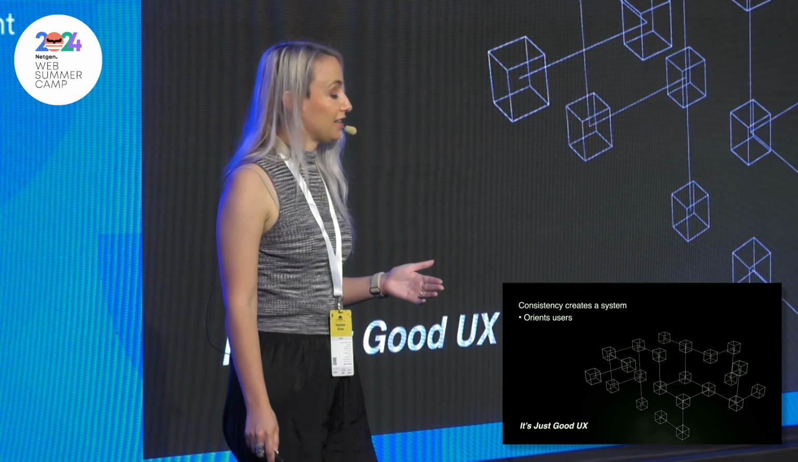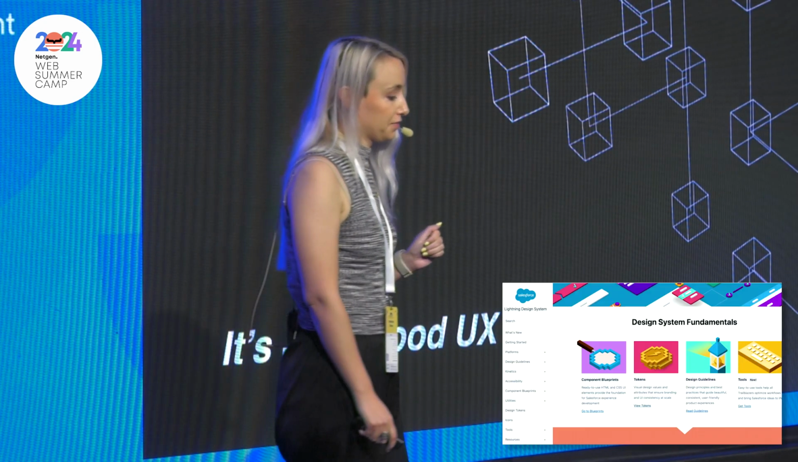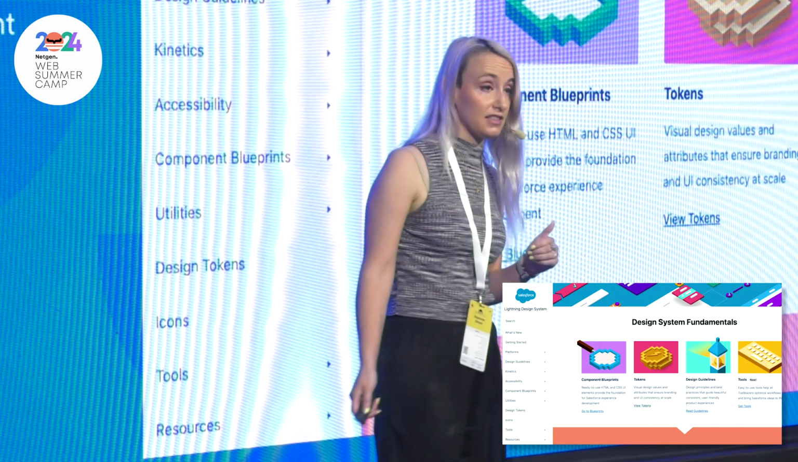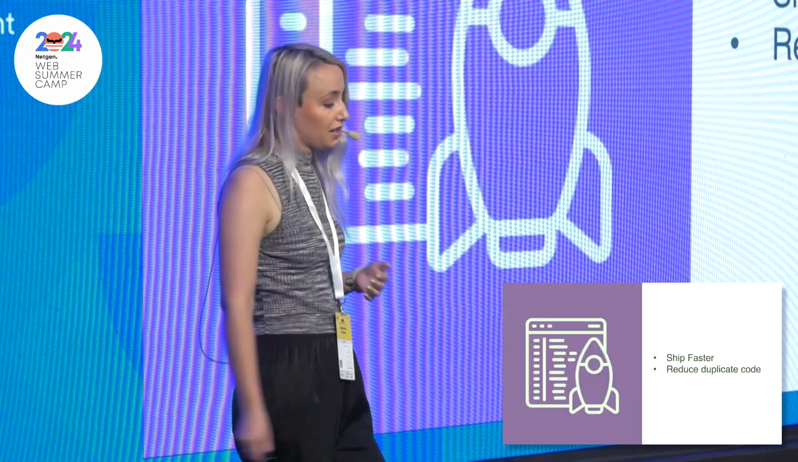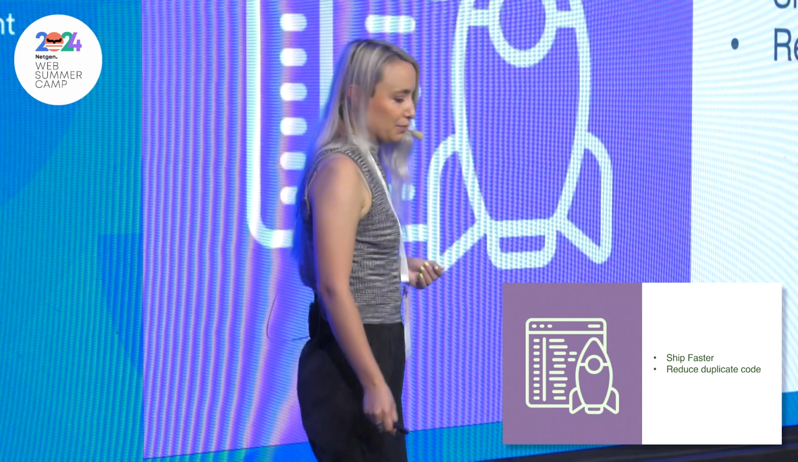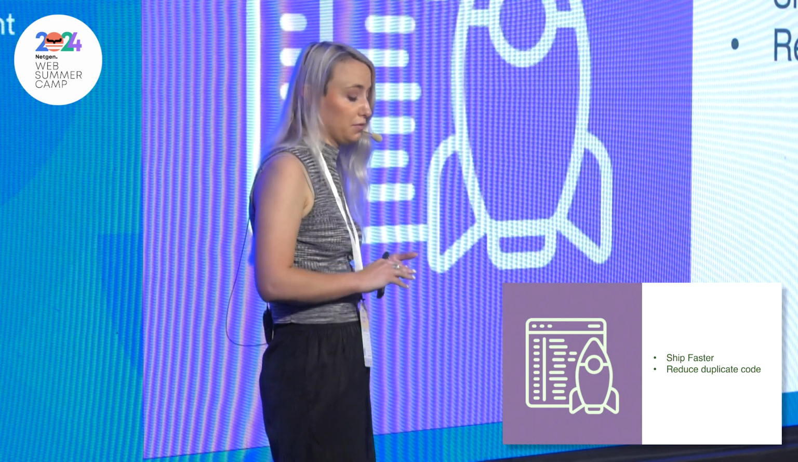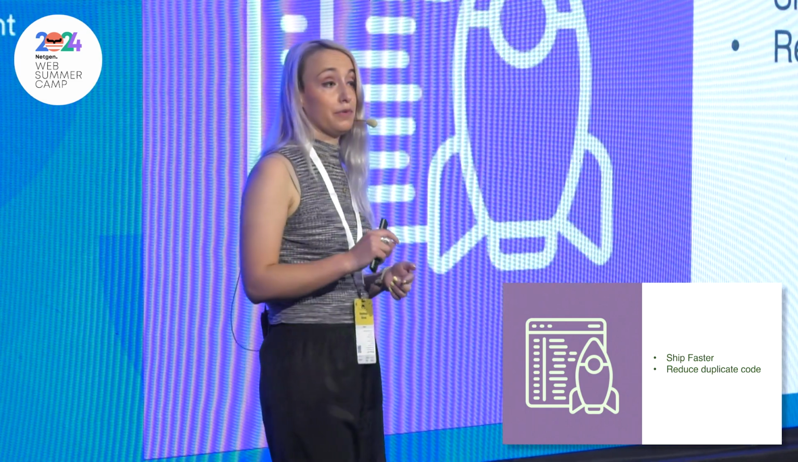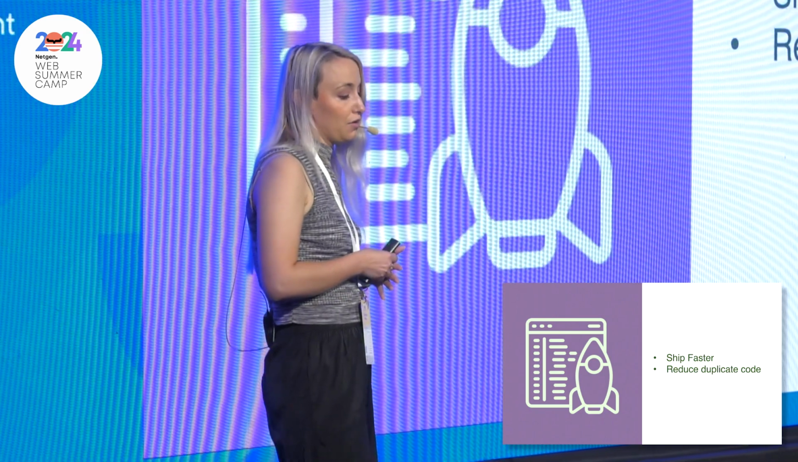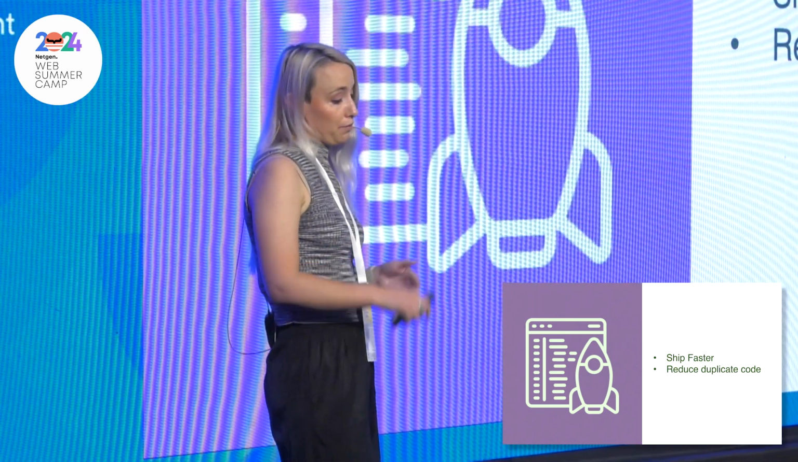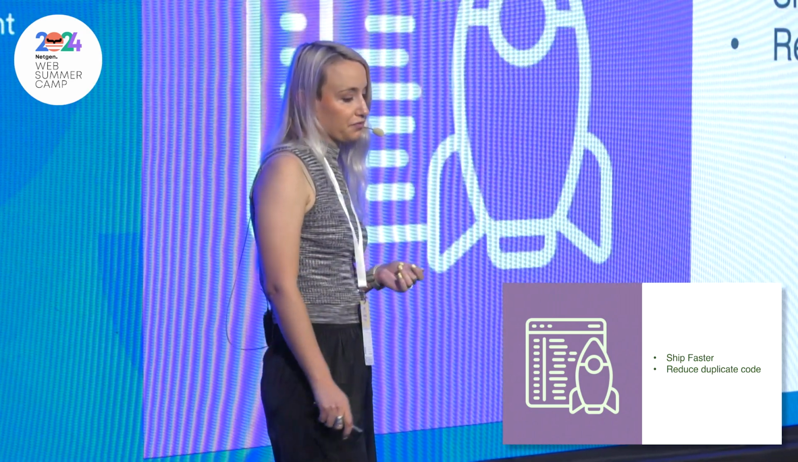So consistency, it's just good UX. And this is where design systems come in. For developers, hopefully you know why design systems are great, but if you don't, these systems can help reduce shipping duplicate code. It helps you ship faster. It helps keep pages and websites maintainable, and it unifies the whole company's visual language.